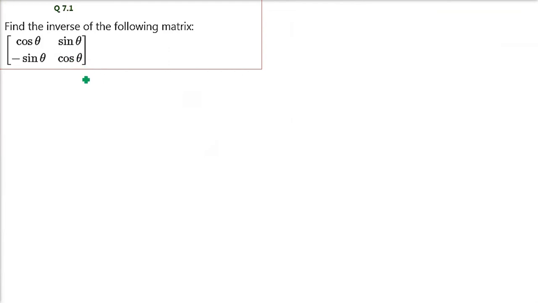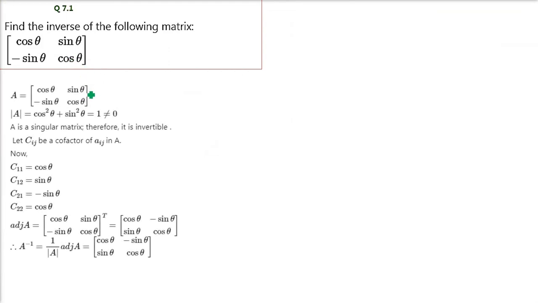Find the inverse of the following matrix. Now this is a 2 by 2 matrix. So here you will understand how to take the inverse of a 2 by 2 matrix. First of all, we need to find the determinant. Whether the determinant is 0 or not will decide what we have to do.